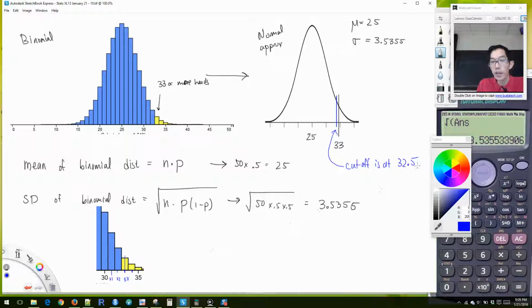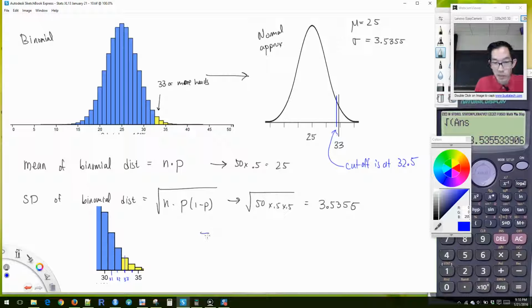Is that okay? This adjustment only applies for the normal approximation to the binomial. It's called the continuity correction. The binomial is discrete, right? You can only have certain outcomes. You can only have 16 heads or 17 heads. You can never actually have 16 and a half heads. And in our case, we're trying to approximate this discrete thing with a continuous thing, and so this is known as the continuity correction. Okay, so we cut it at 32.5.